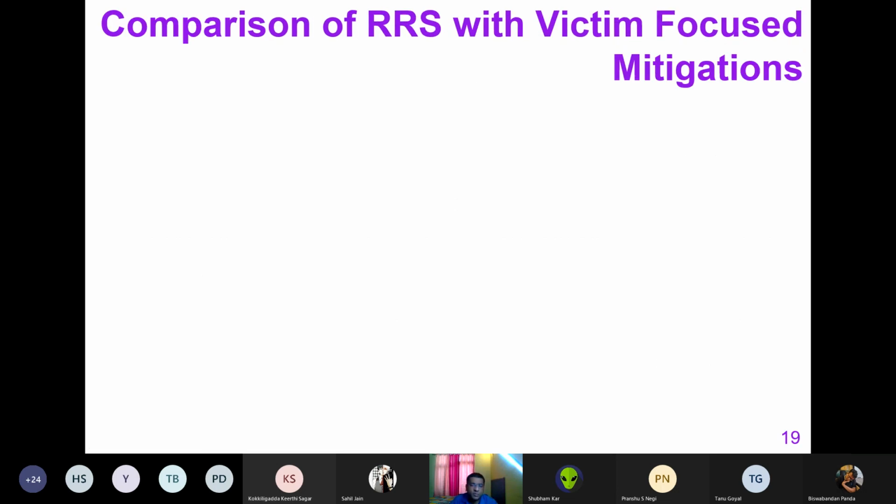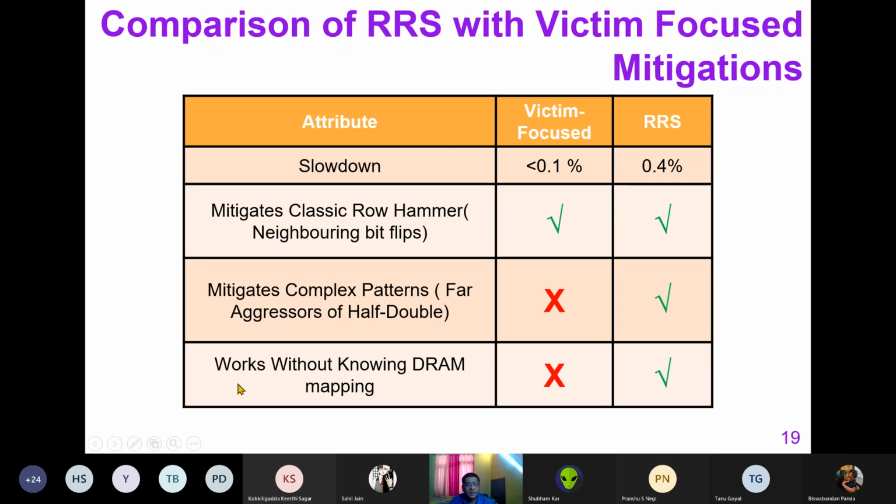Now let's compare this proposed RRS mechanism with the victim focused mitigation techniques that are available as of now. In this table they have compared slowdown. Victim focused mitigation is very low, because it is just issuing a refresh to one particular row address, so the overhead and DDR traffic will be very low. But in RRS, because we are swapping the row, content is copied every time after the threshold, so that creates a little bit more performance penalty, like on average they are saying 0.4%.